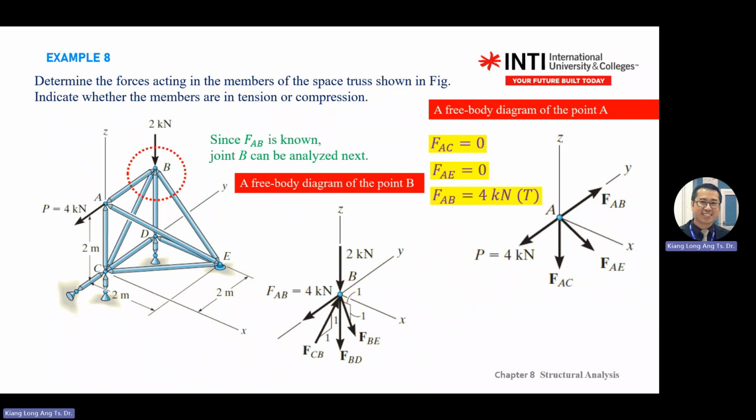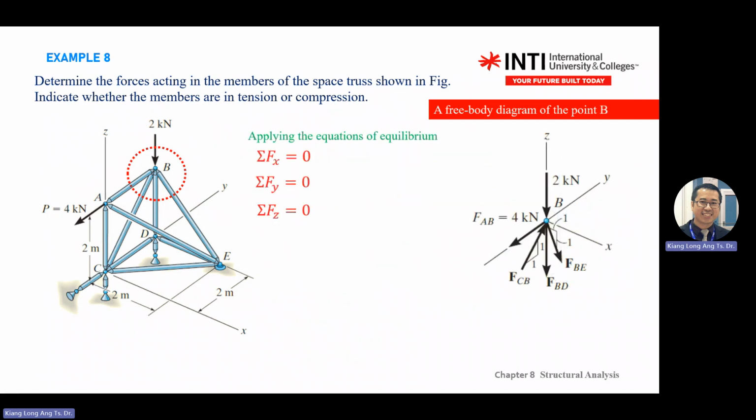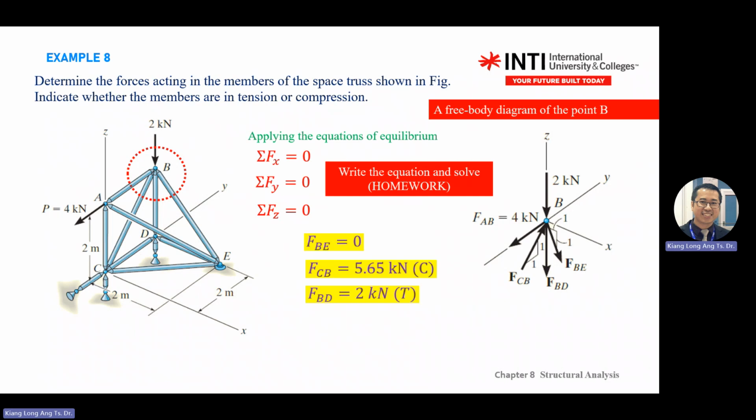Okay, so 3 unknown, all the force equals 0, all the force in X 0, all the force in Y 0, all the Z 0. Then you can find the unknown. Okay, same method, just need to solve in the IJK method, vector analysis. Okay, so you solve. Then you get FBE 0.